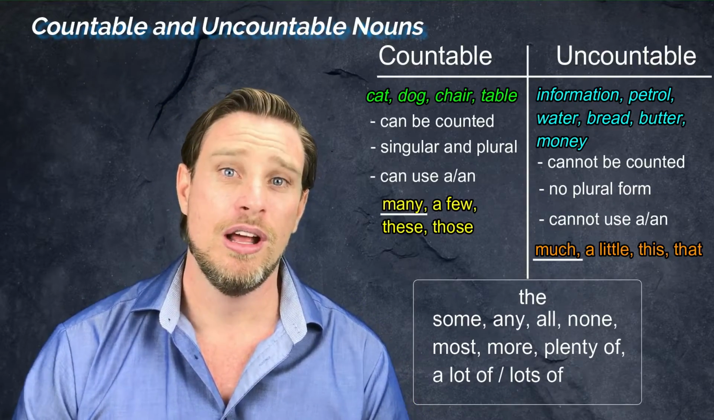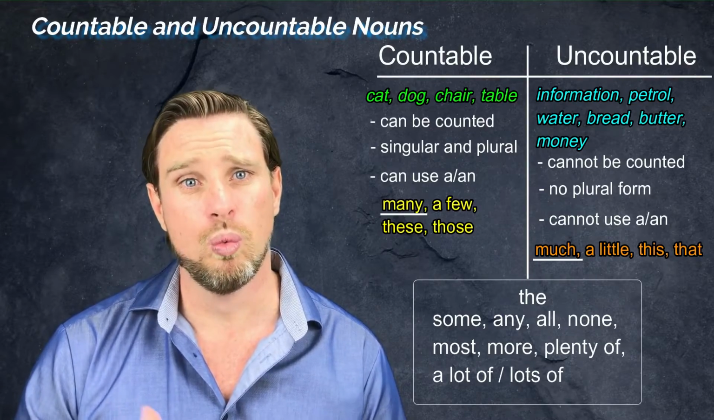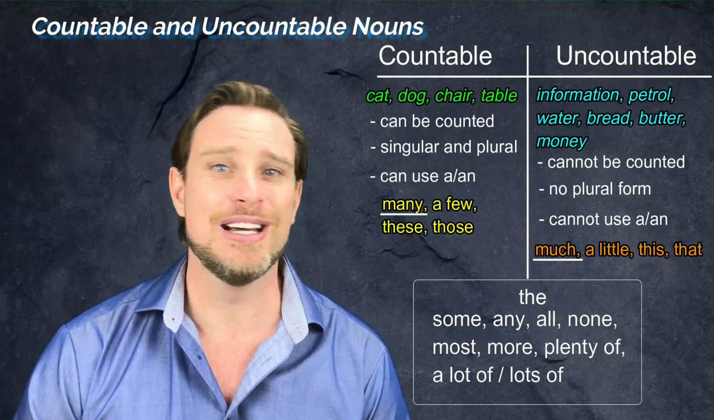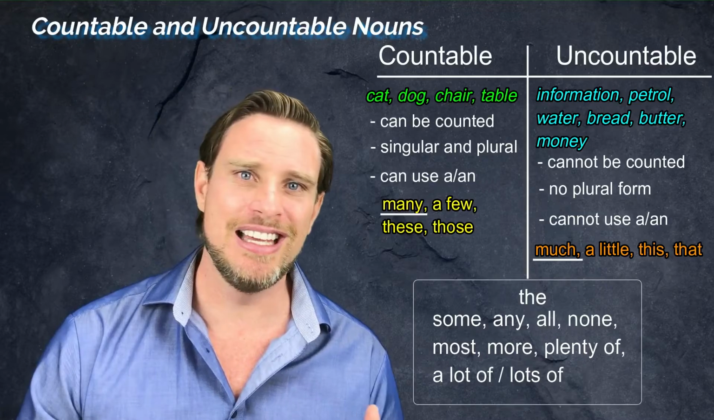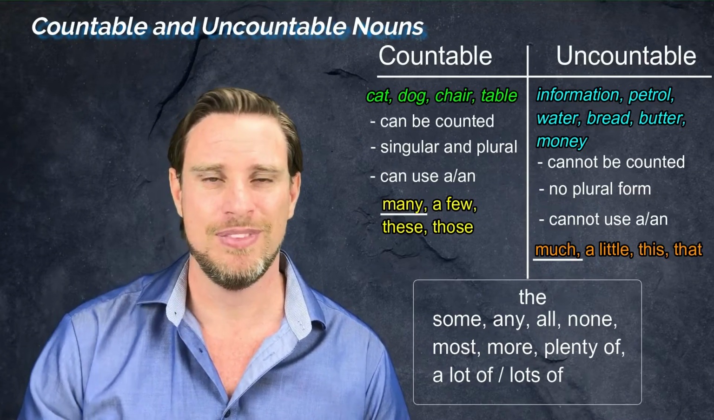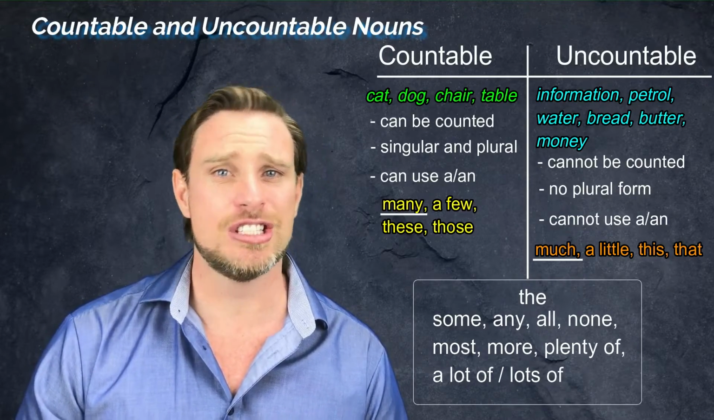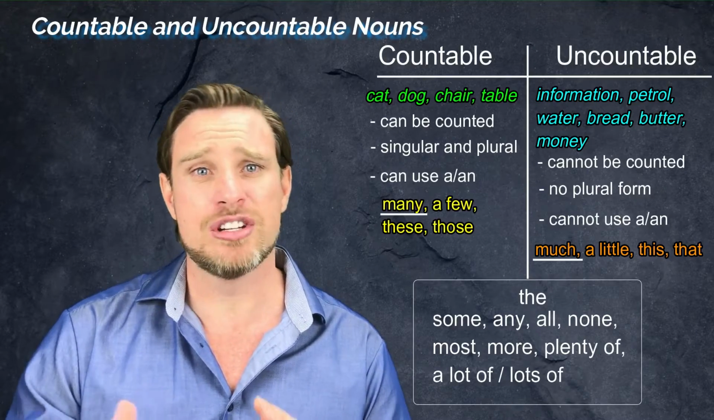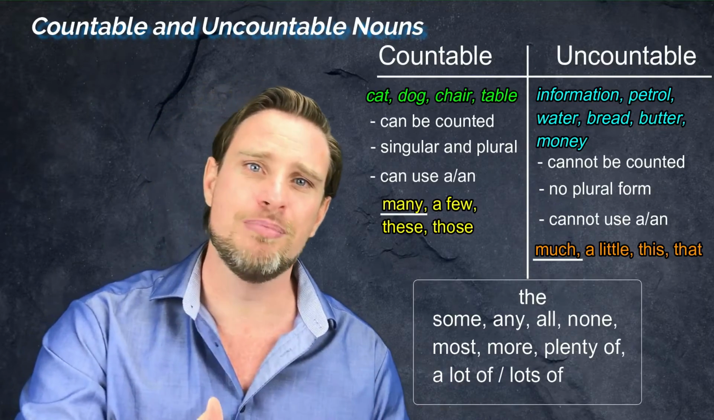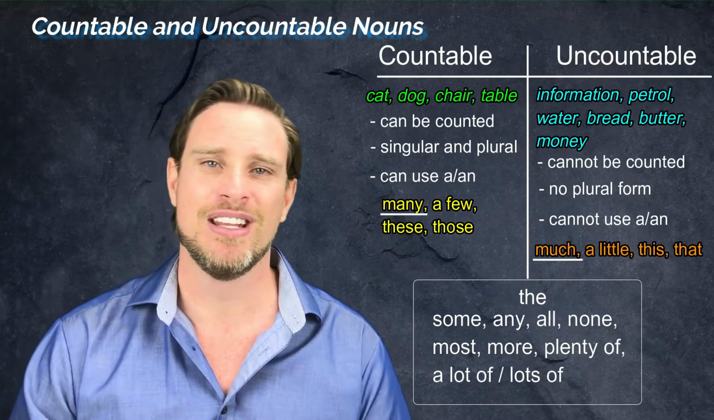For example, another uncountable noun, water. We wouldn't say a piece of water. We would say a glass of water. We can say a small amount of work, or a large amount of work, or a small amount of money, a large amount of money.